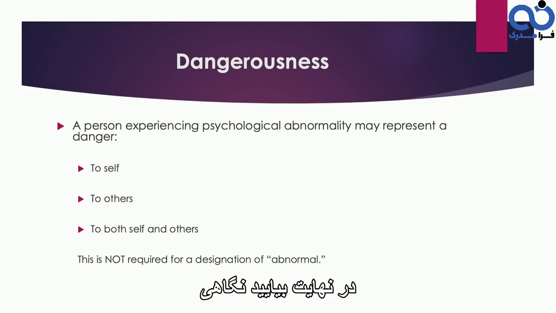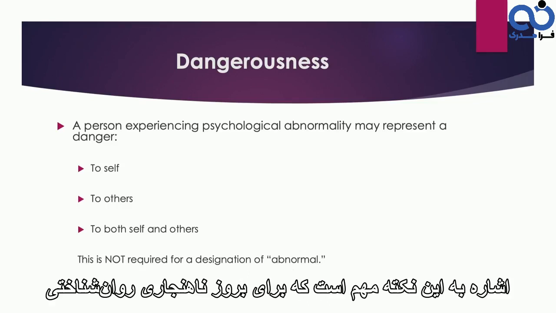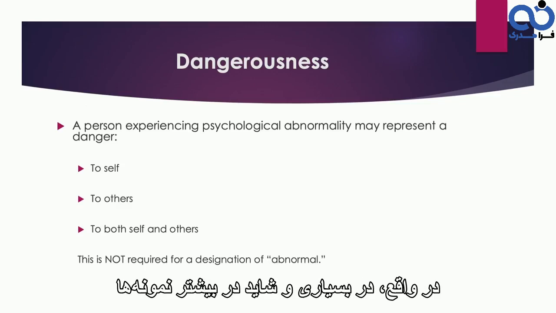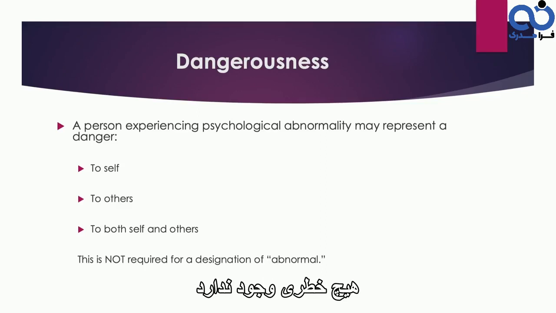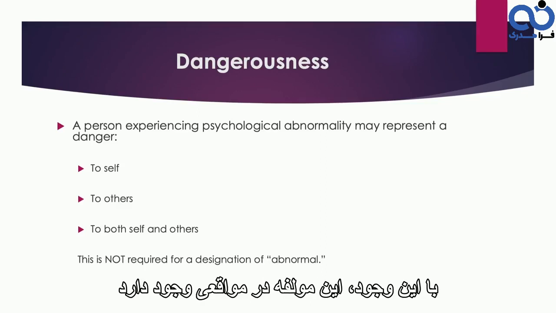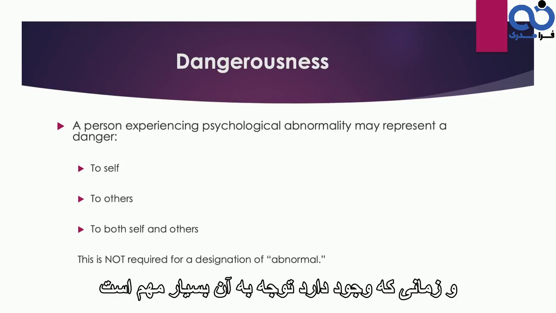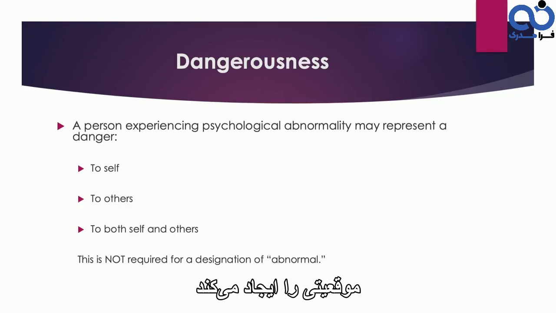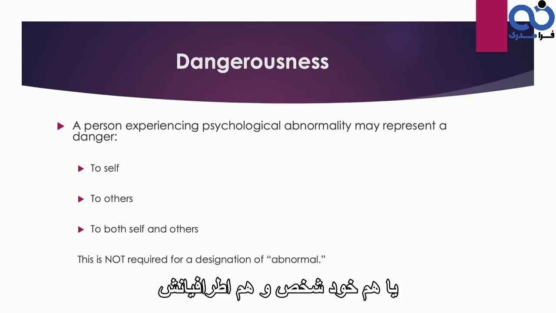Finally, let's take a look at the concept of dangerousness. It's important to state that dangerousness need not be present for psychological abnormality to occur. And in fact, in many and perhaps most cases, there's no dangerousness present at all. Nonetheless, this component is present at times, and when it is present, it's very important to consider. Sometimes, a person's thoughts and feelings and/or their behavior create a situation in which there is danger present, possibly danger to the person, or to the people around this person, or both the person and others.